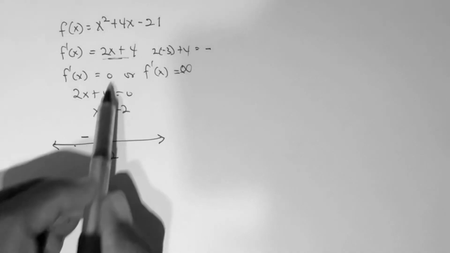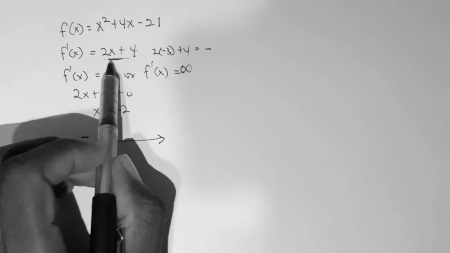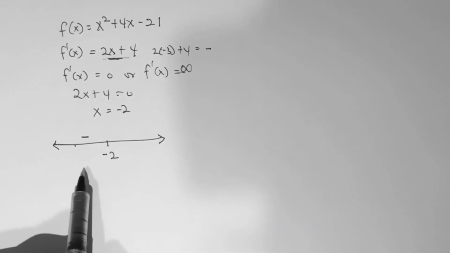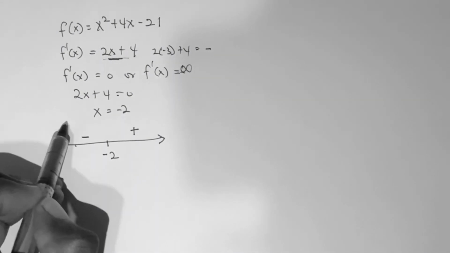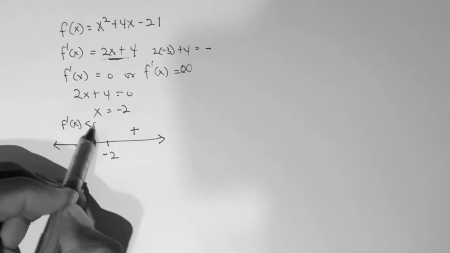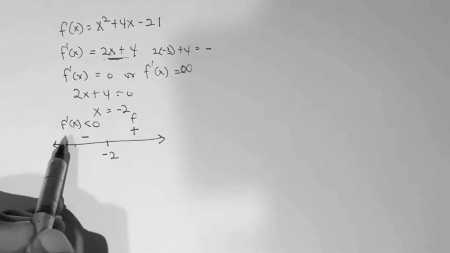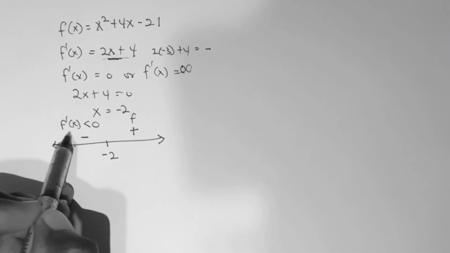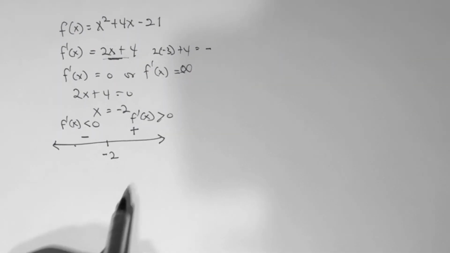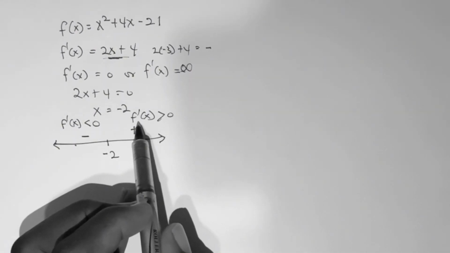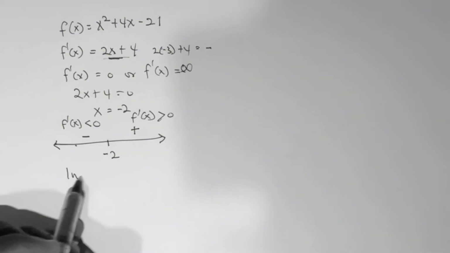And now let's take values greater than minus 2. For example, 0. If you put 0 in this function, 2 times 0 is 0 plus 4 is 4. That is a positive value. So for here f prime of x is less than 0, that means it is decreasing in this interval. And here f prime of x is greater than 0. So that means it is increasing in this interval. So in what interval is this function increasing?